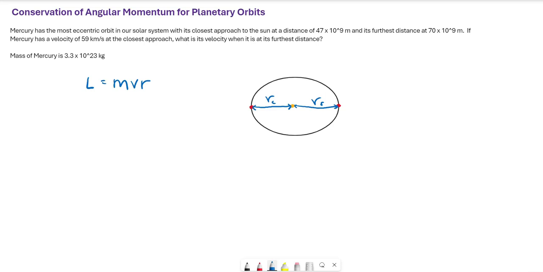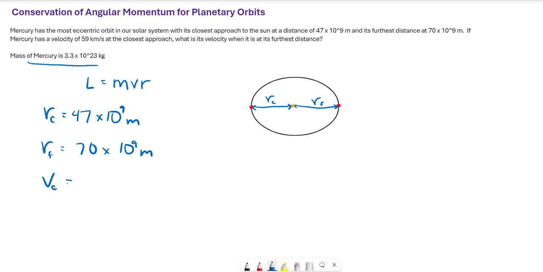So for our problem, our RC is equal to 47 times 10 to the 9 meters. Our RF is 70 times 10 to the 9 meters. And then we have the mass of Mercury right here, and we're also given the velocity at the closest approach. We'll call this VC, and that is 59 kilometers per second. But the distances are in meters, so we want to convert this to meters per second so that everything is consistent in our equations.